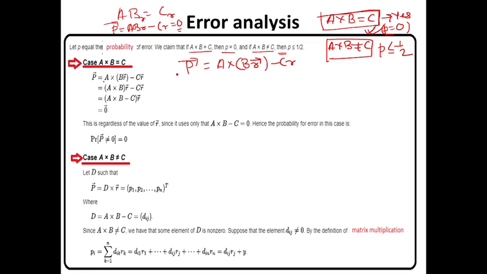So you see here, A into BR minus CR, and then A cross B times R minus CR, which is A cross B minus C times R. In case 1, A cross B minus C is equal to 0, so we just put it as 0. So 0 into R equals 0, regardless of the value of R, since it uses only that A cross B minus C equals 0. Hence, how much is the probability of error in this case? There is no error. It is correctly answered. So the probability of P not equal to 0 is 0.